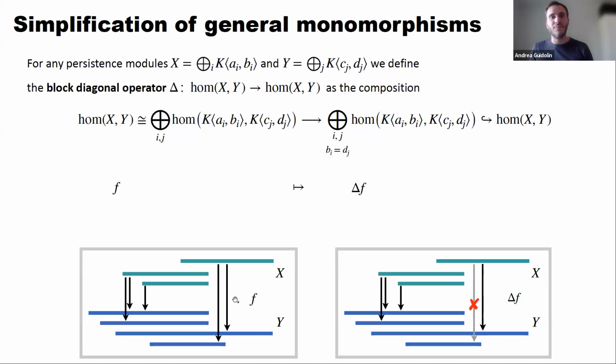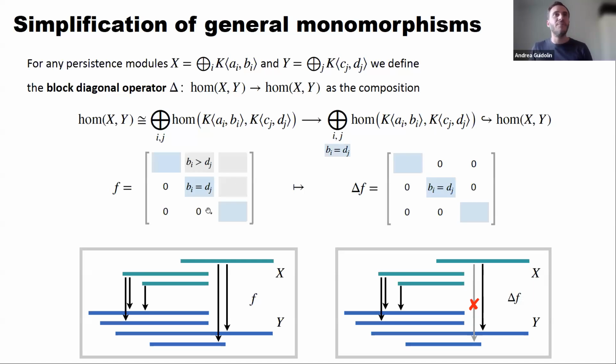Again, for a monomorphism f, this is what we're actually doing. We are forgetting about the arrows that connect bars with different endpoints. The name block diagonal operator comes from the fact that if we view morphisms as matrices, what we're doing is keeping only the diagonal blocks of these matrices, which correspond to bars with the same endpoint.